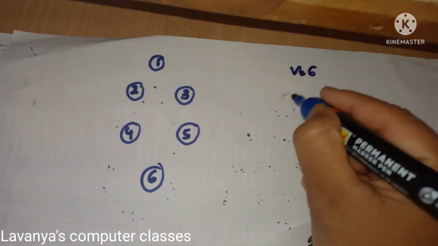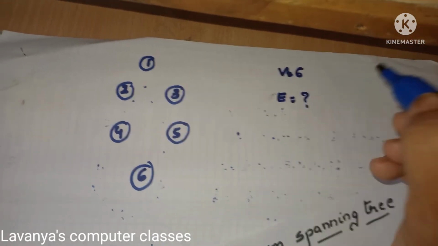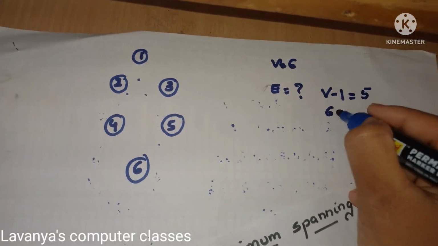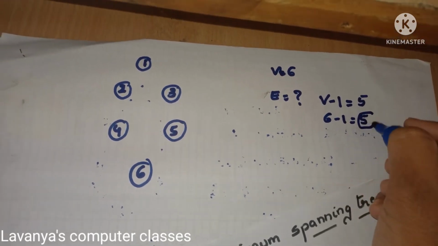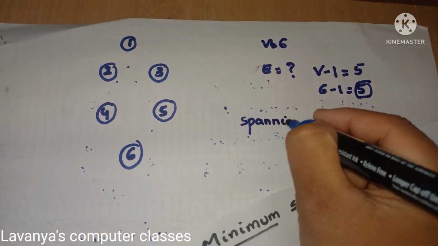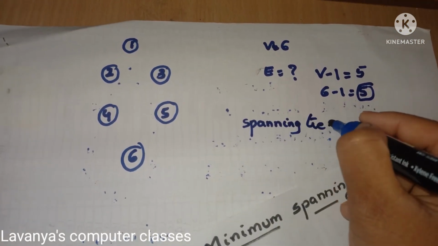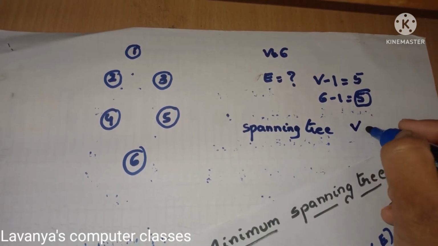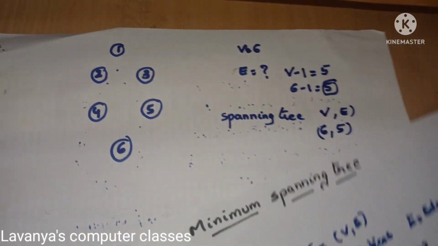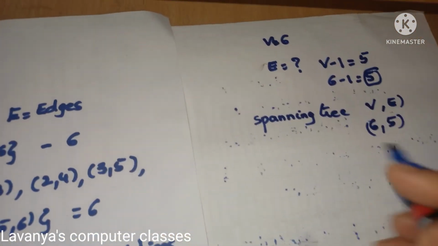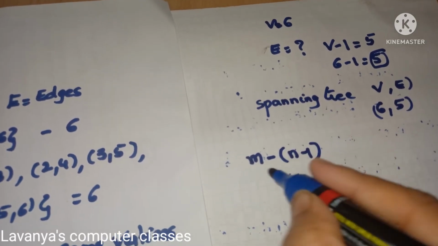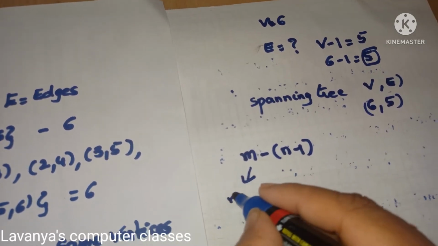Now vertices are same, that is V is 6, but edges how many? Less edges. So how many edges means simple thing is V minus 1. How many vertices are there in the original graph? 6. 6 minus 1, 5. So in this spanning tree, we require the same number of vertices as the original graph, and edges means vertex minus 1, that is 6 minus 1, 5. So in the spanning tree, vertices are 6, edges are 5.